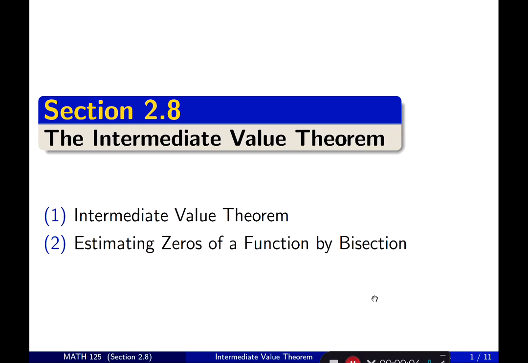Section 2.5 and the intermediate value theorem. First, we discussed the intermediate value theorem. Then we discussed estimating zeros of a function by bisection. That's a method that uses the intermediate value theorem.